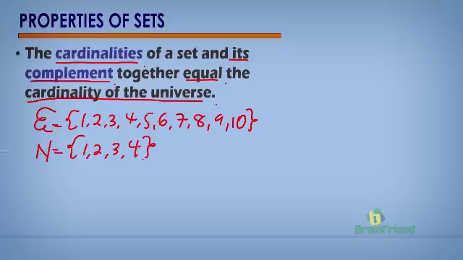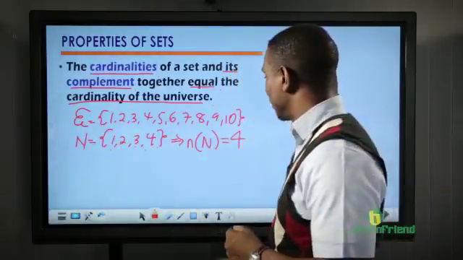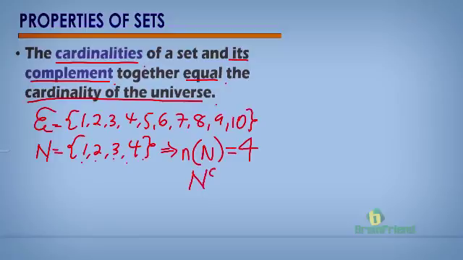The cardinality of our set N, of course, is, if we did a count of its unique elements, we would have 1, 2, 3, and 4. While the complement of our set N is a set that has the elements present in our universal set but not in our given set. If we did a comparison, that set would have elements 5, 6, 7, 8, 9, and 10.